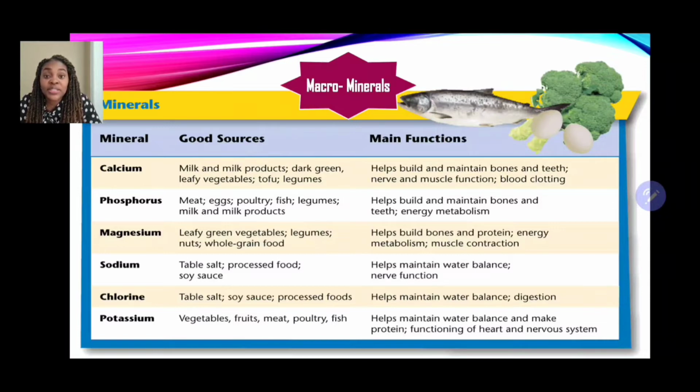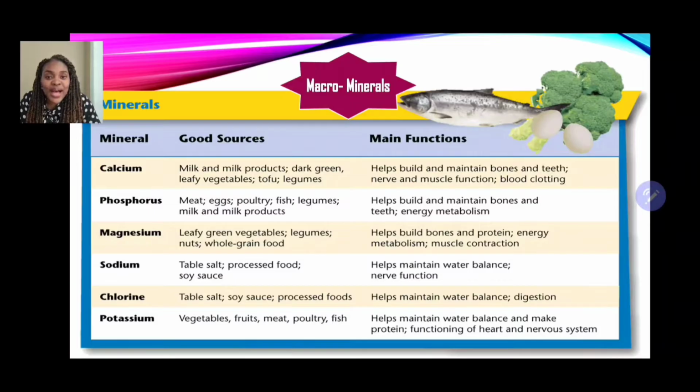Now, let us kick things off with calcium. Now, good sources of calcium include milk and milk products, dark green leafy vegetables, tofu, and also legumes. Their functions: calcium helps to build and maintain bones and teeth, nerve and muscle function, and also aids in blood clotting, right? Very important. So we have about 3 functions of calcium there. 1, it helps to build and maintain bones and teeth. 2, it helps in nerve and muscle function, and also it aids in blood clotting.